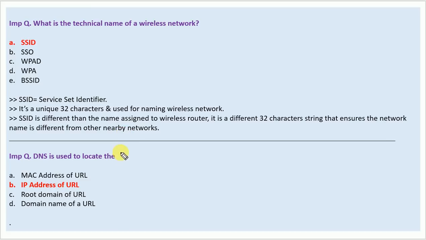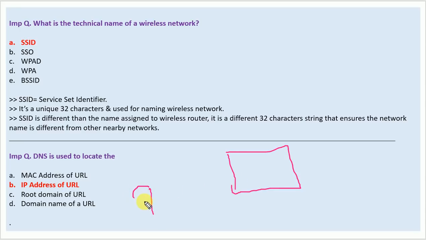Okay, let's discuss the next question. DNS is used to locate, this is also a very important question. DNS is basically used to locate what? MAC address of a URL, IP address of a URL, root domain of a URL, or domain name of a URL. So you have to know each and everything. First of all, you have to know what DNS basically is.